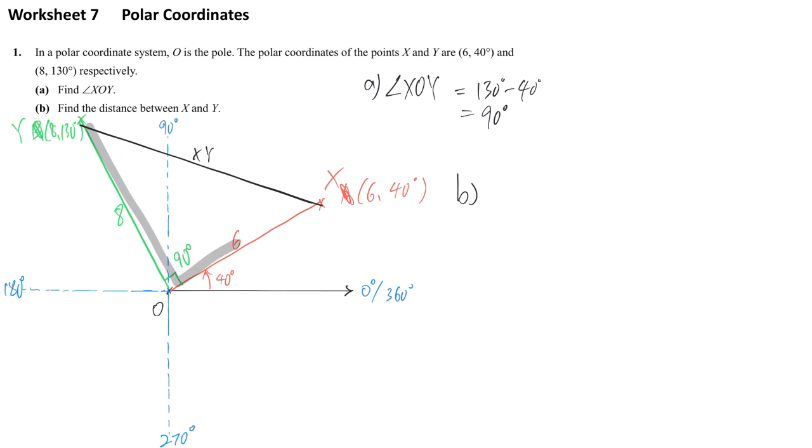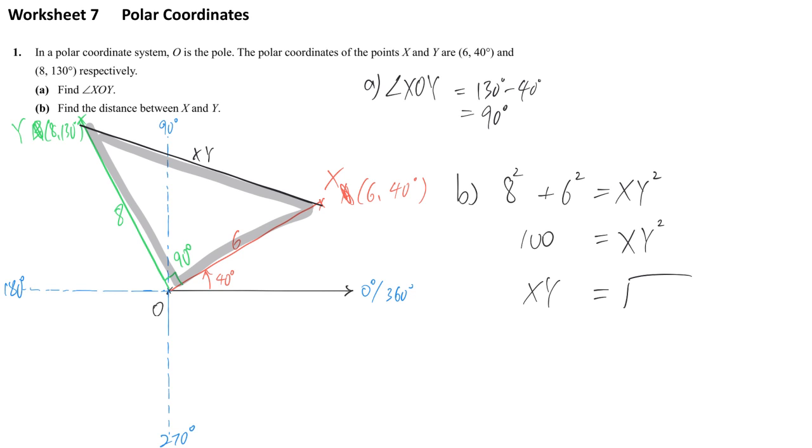For this triangle, we can use Pythagoras theorem for right angle triangle. That's why we have 8 squared plus 6 squared should equal to XY squared. Then we can build up an equation with our target XY. XY squared is equal to 100, and then we take the square root of both sides. That's why XY is equal to square root 100, equal to 10 units.